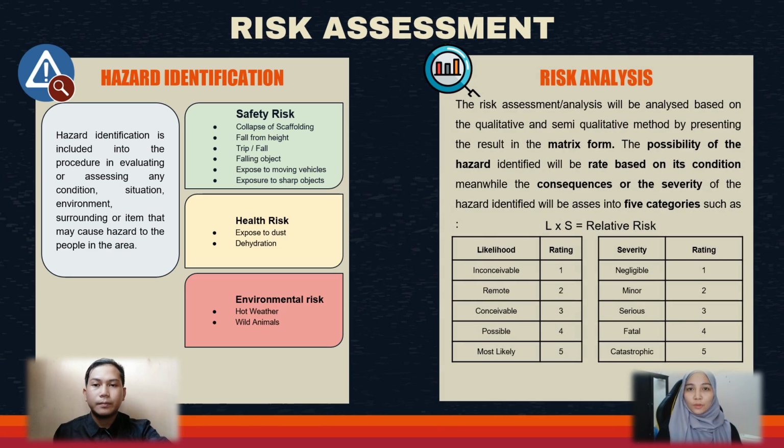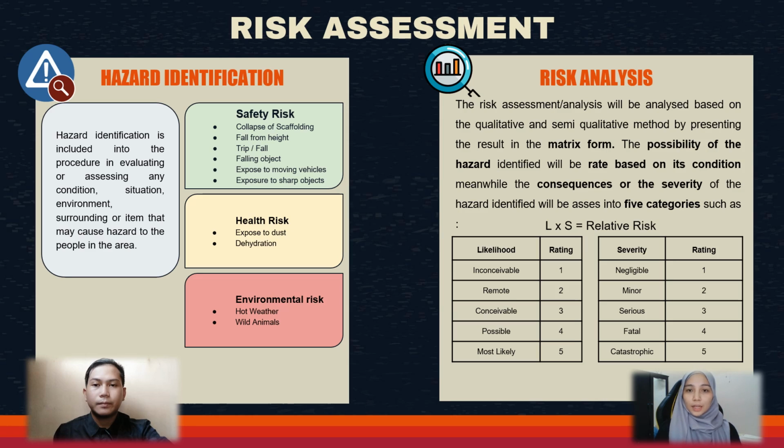Assalamualaikum, my name is Nur Fariha binti Azhar. Next, I'll be presenting the risk analysis or risk assessment. This stage will analyze the hazard identified based on the qualitative and semi-qualitative method by representing the result in the matrix form. As presented in the table of likelihood, it represents the possibility of the hazard that can occur on site while carrying out the work, whereas the table of severity will rate the level of seriousness when the damage or hazard has occurred.